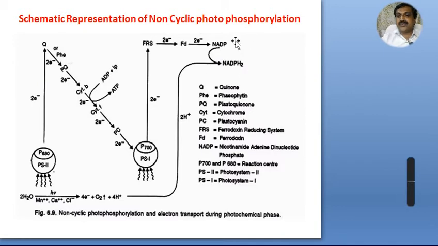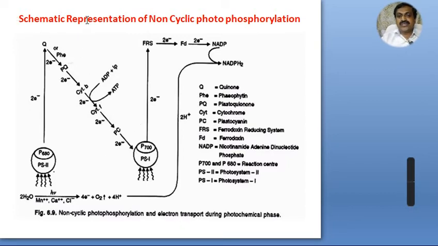And here NADPH2, the reducing agent, is formed. In cyclic photophosphorylation, there is no formation of reducing agent. And we also have photolysis of water here. Water gets oxidized. Splitting up of water into H plus and OH minus ions takes place during non-cyclic photophosphorylation, whereas during cyclic photophosphorylation, photolysis of water does not take place.